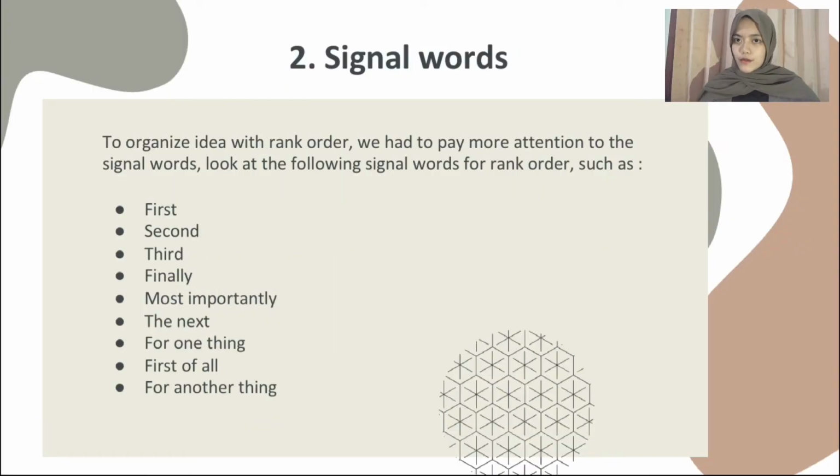The next explanation will be about signal words. Signal words are used to organize ideas with rank order. We have to pay more attention to the signal words. Look at the following signal words for rank order, such as first, second, third, finally, most importantly, the next, for one thing, first of all, for another thing.